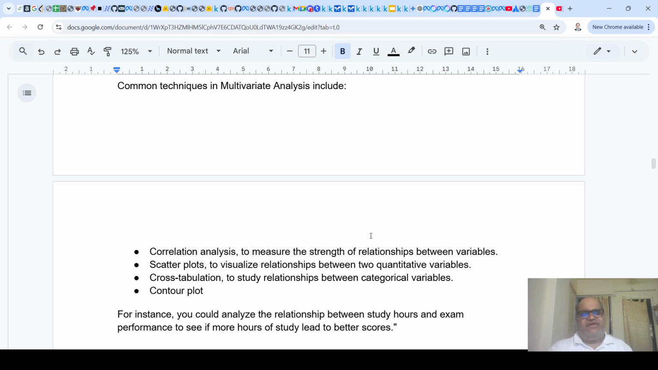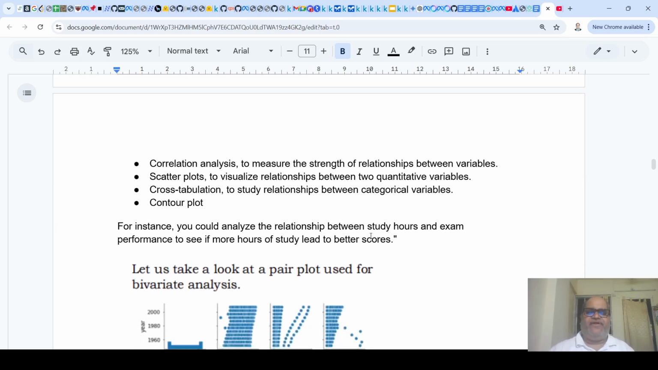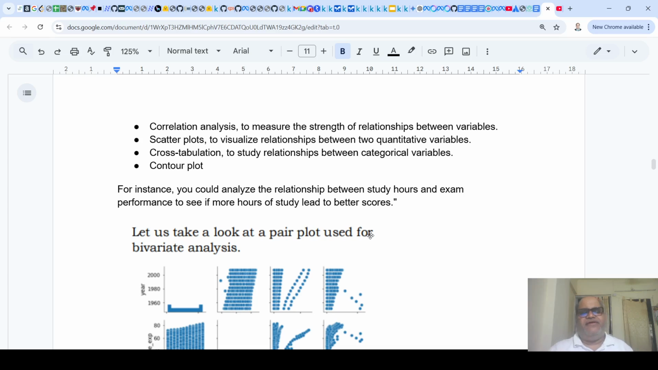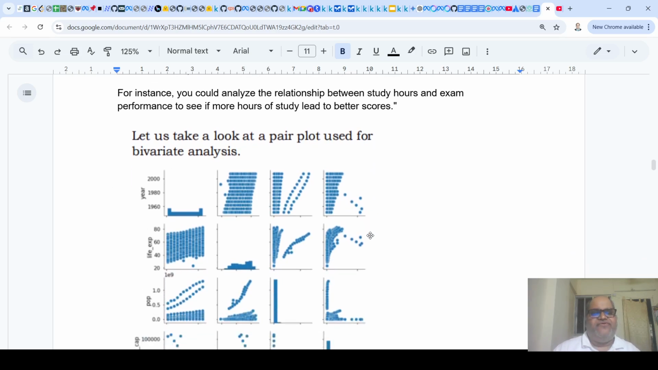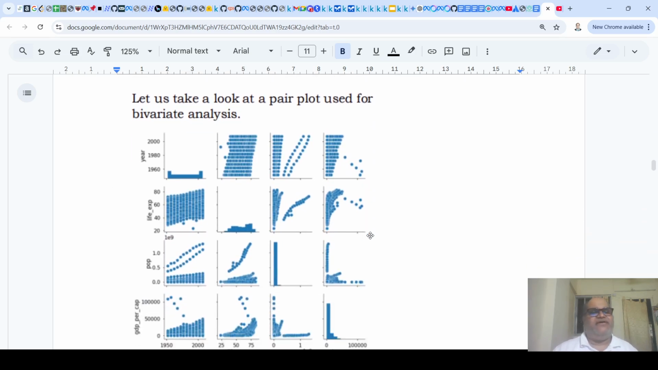Contour plot is another interesting study, if you are trying to find out how some of these things can be analyzed, right? Say, for example, if you are looking at your study hours and marks obtained, right? So if you look at a pair plot, right?